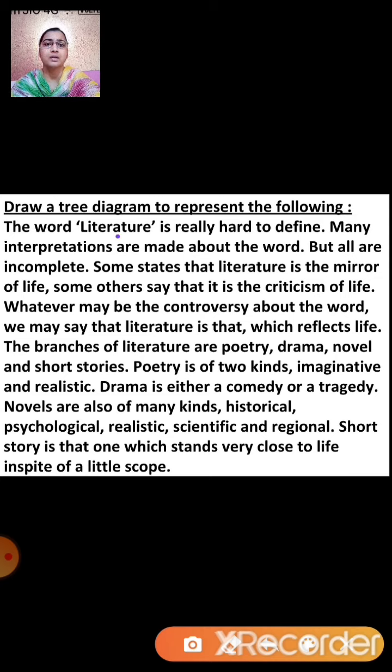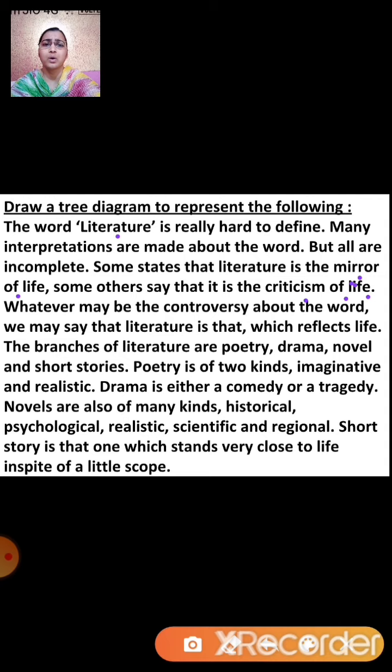literature is really hard to define. Many interpretations are made about the word, but all are incomplete. Some states that literature is mirror of life. Now see this point, mirror of life. Then some others say that it is the criticism of life. Now again I am getting a point like criticism of life.